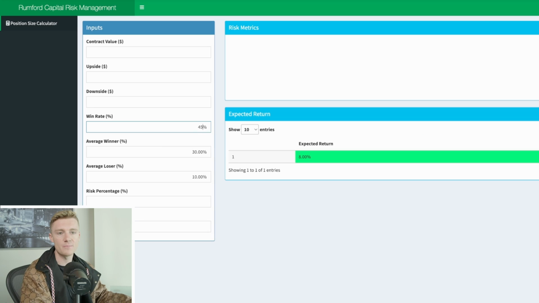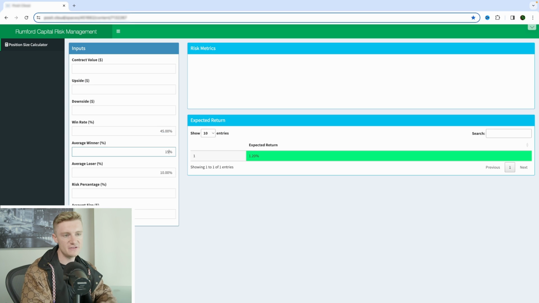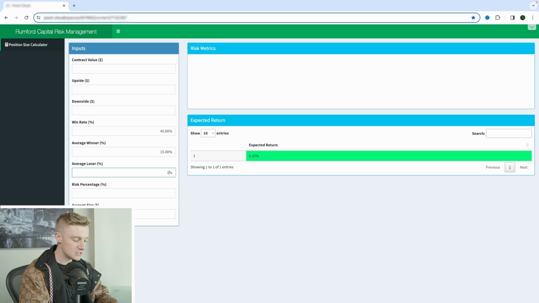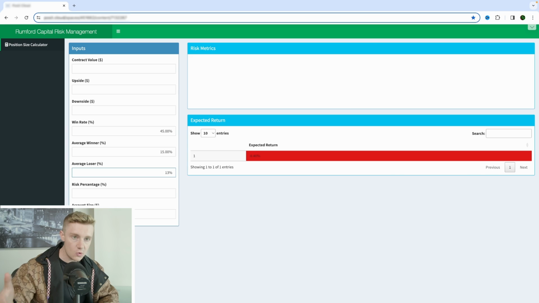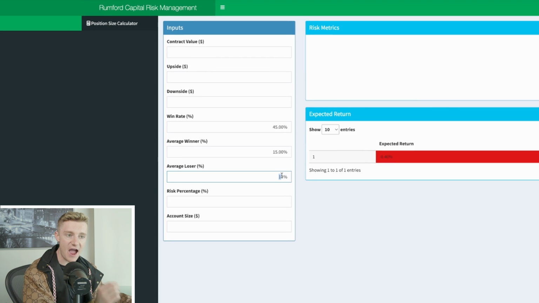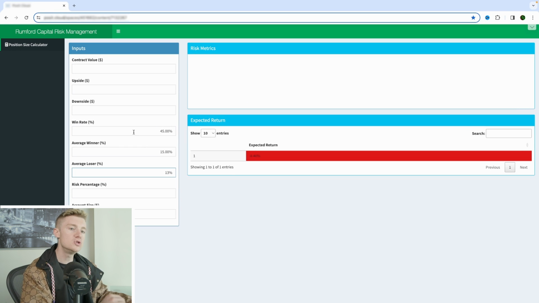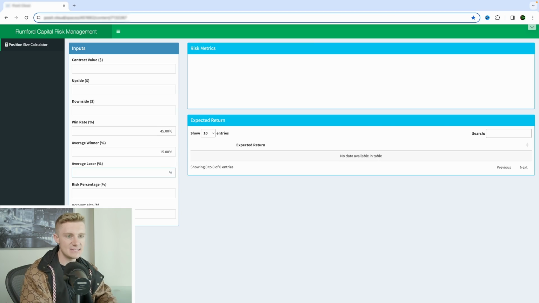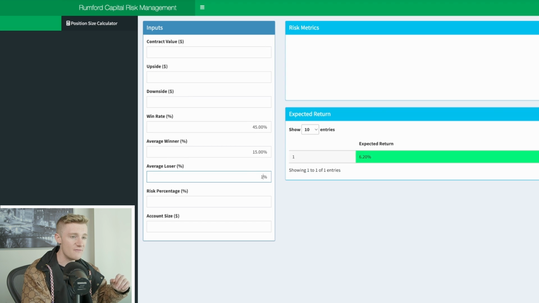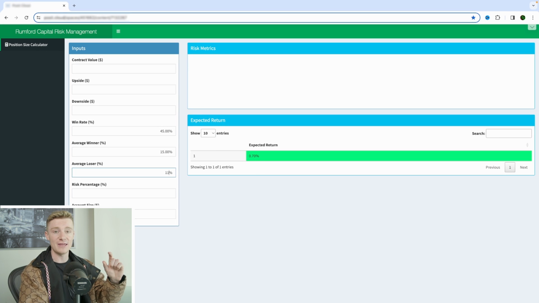And so I could look at anyone's data. I could be like, all right, this guy has a 45% win rate. Now his average winner is 15% and his average loser is 13%. Even though that individual has a higher average winner in percentages than the average loser, due to the win rate, they have a negative expected return. So overall, they are not a profitable trader. Whereas let's say that individual has an average winner of 15% and an average loser of 11%. Well, now they're just slightly positive.